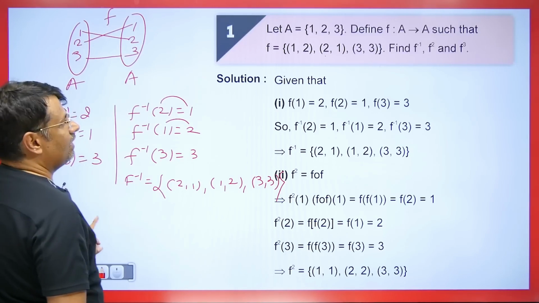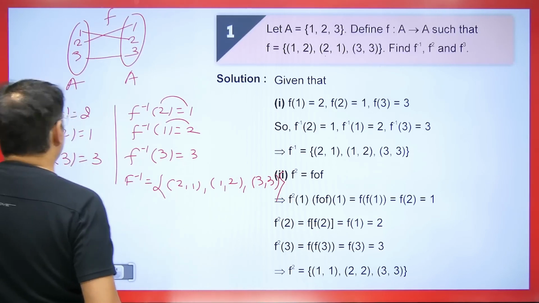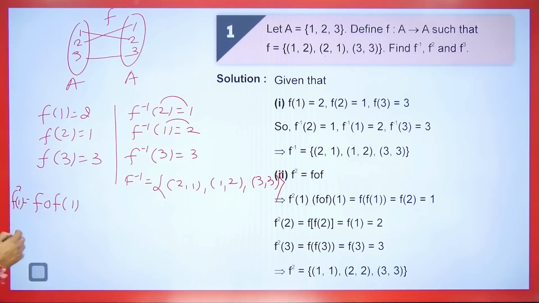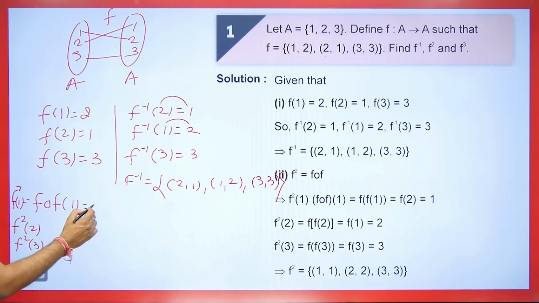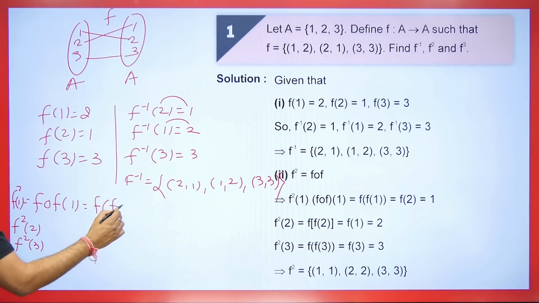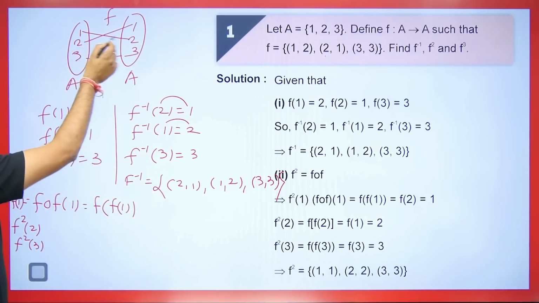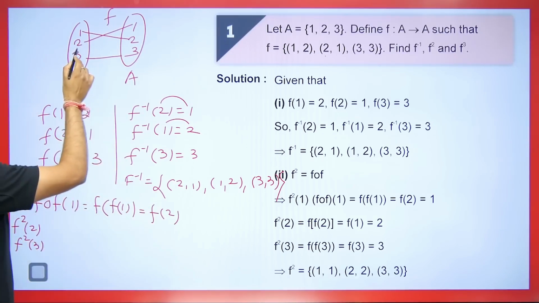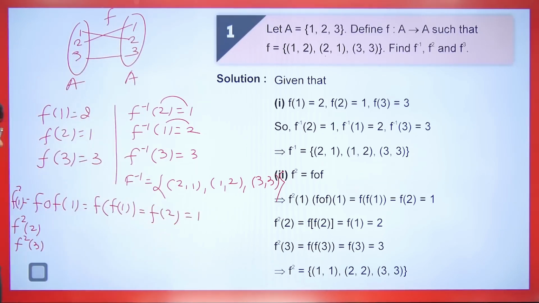So next you will be asked what the value of f square will be, right? So the meaning of f square here is that it is the value of f o f1. If I ask you how to calculate the value of f square 1, f square 2 and f square 3, so ultimately if we write it here like this, f of f1. And where does f1 go? F1 maps to 2. So I can write that this will be f2 and 2 maps to 1. So this will be the value of it.